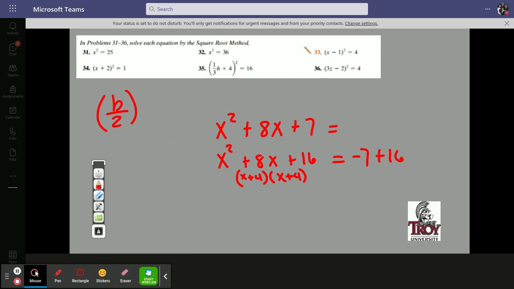So how could I write that? Instead of x plus 4 times x plus 4, I could write that as, there you go, equals, now I've got that problem. Now I got this easier. Because all I got to do is take the square root of both sides.